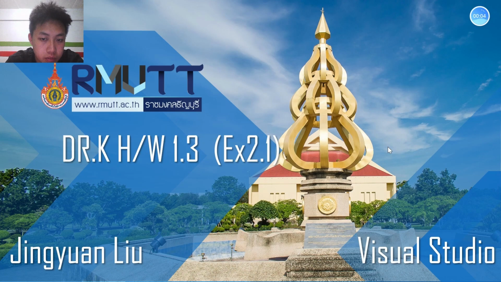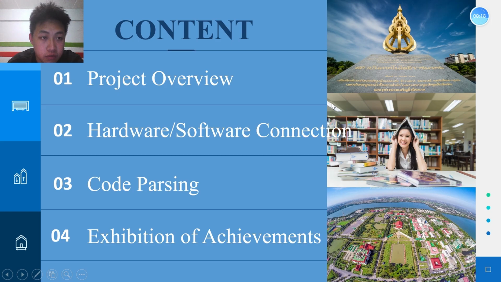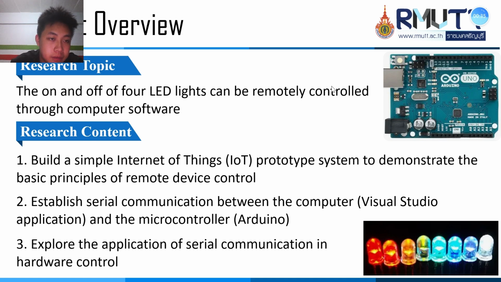This is my homework 1.3 from Visual Studio C Sharp, example 2.1. So let's see this homework. First, you can see the content. The content has project overview, hardware and software connection, code creation, and examination of achievements. The first part is the project overview.